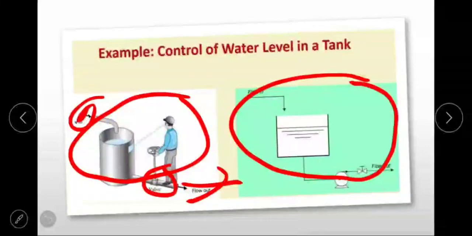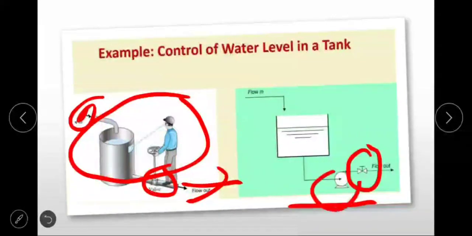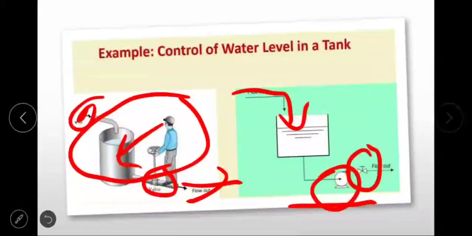So this is a valve here, and this is the outlet, and here the flow in, and we can maintain the level by observation. So this is what we call manual control, manual measurement. Manually this guy is measuring the level, and he is opening or closing the valve according to the level.